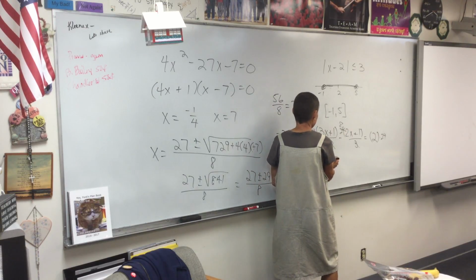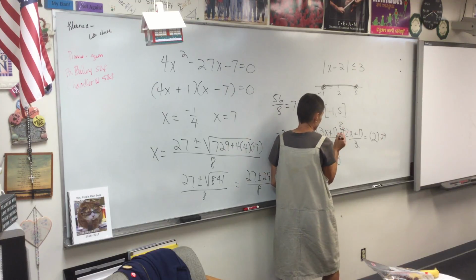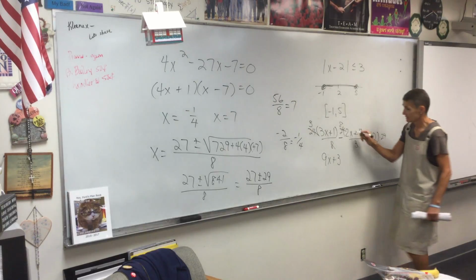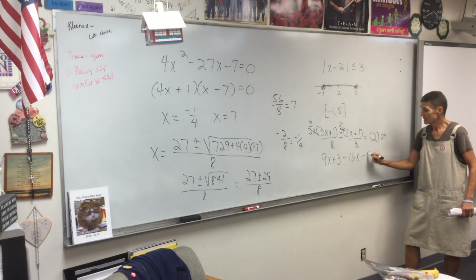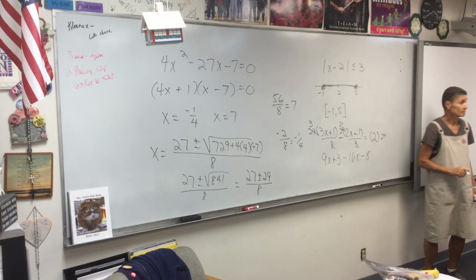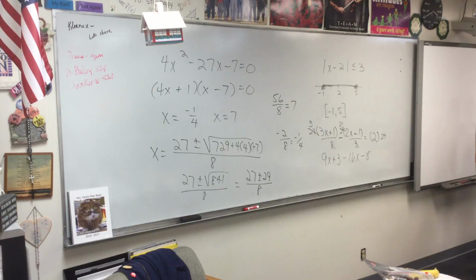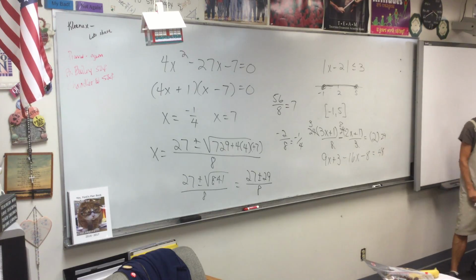Distributing, I have 9x plus 3. Now what, this is tricky, that's a minus. So that's going to be minus 16x minus 8. Girls, you following along there? Got to distribute that negative. And that equals 48. 2 times 24.